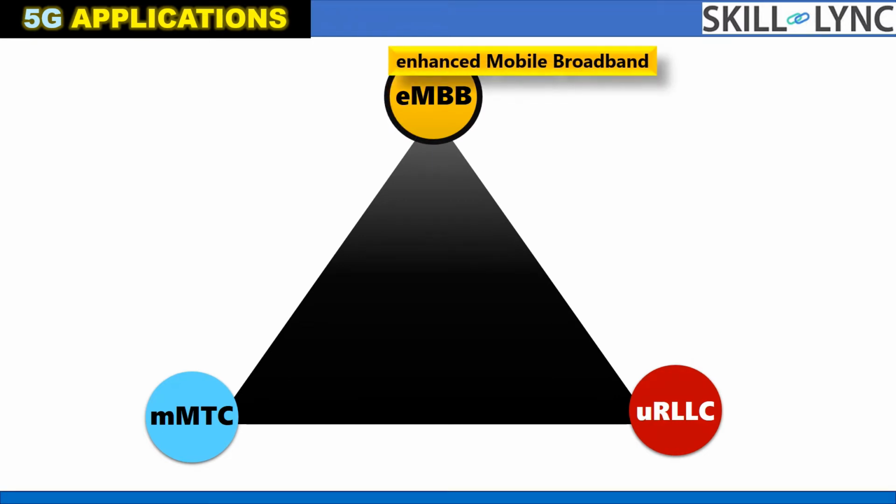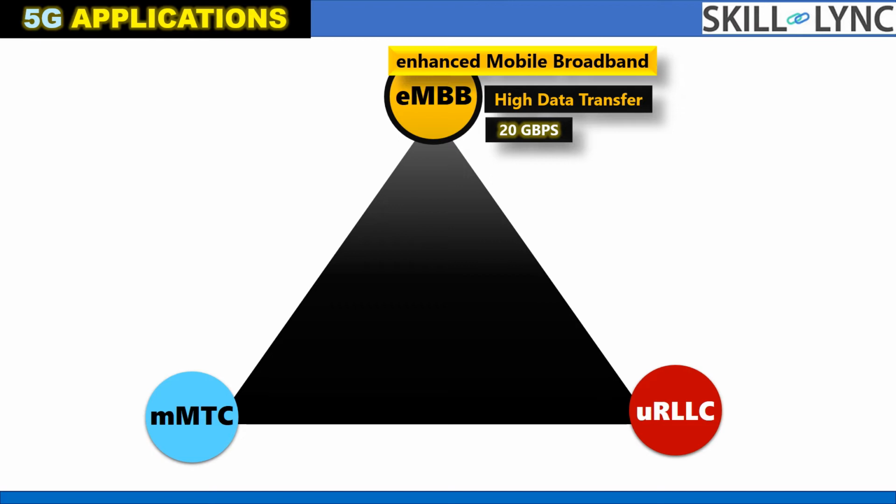eMBB deals with applications where the amount of data transfer is high. eMBB is a direct evolution of 4G LTE networks and aims to provide higher bandwidth, high speed, and better latency. Data speeds could eventually be as much as 20 Gbps.